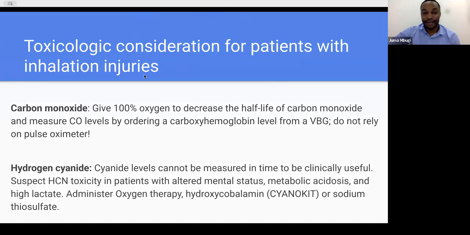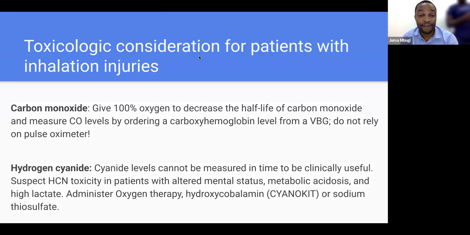fluid management in burn. So other considerations for children with inhalation injuries is toxins. So in this setting, if, as I said initially, the patient is from an enclosed fire, usually think about carbon monoxide and hydrogen cyanide poisoning.